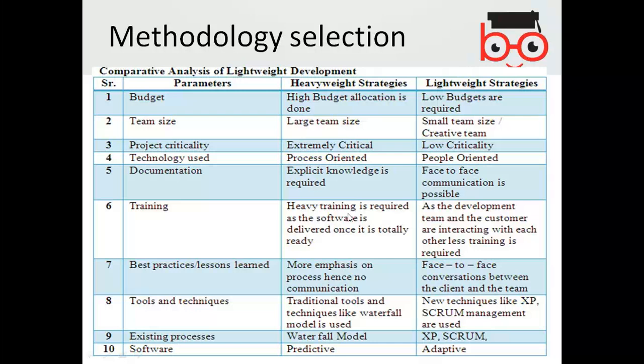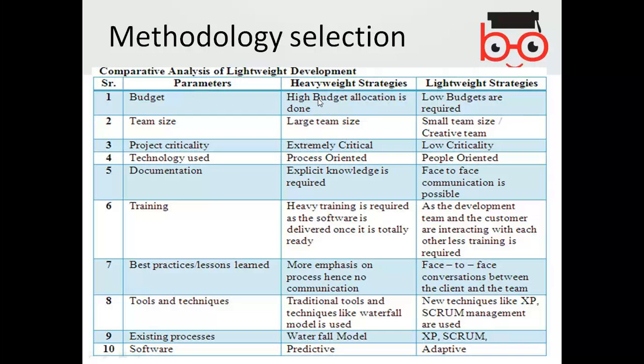Team size, obviously a large team is needed in advance. However, in the lightweight, a small team size, a creative team which can quickly produce these prototypes. However, the budget itself, budget is the resources of everything, software, the hardware required, or any resource in advance. In the heavyweight strategy and in the lightweight, no matter, all the resources are available but can be started with. Project criticality.